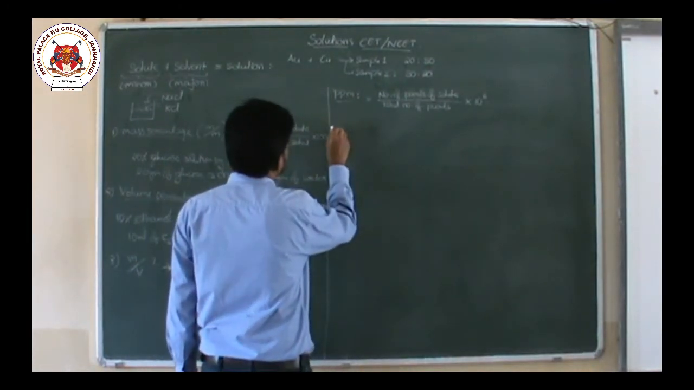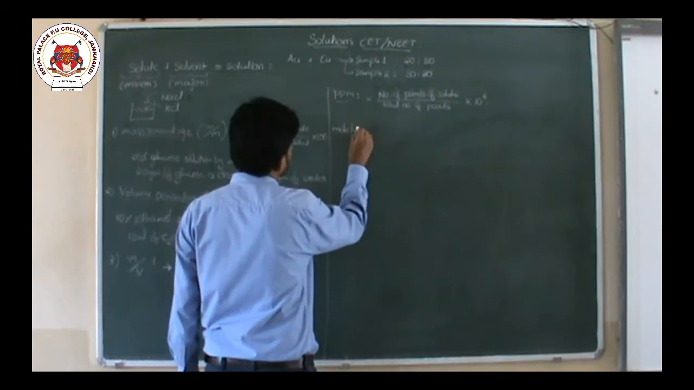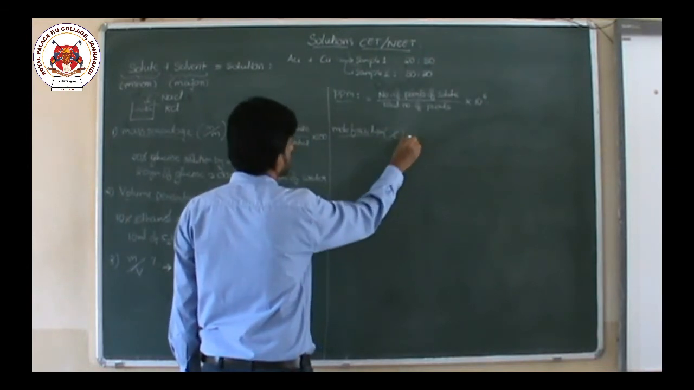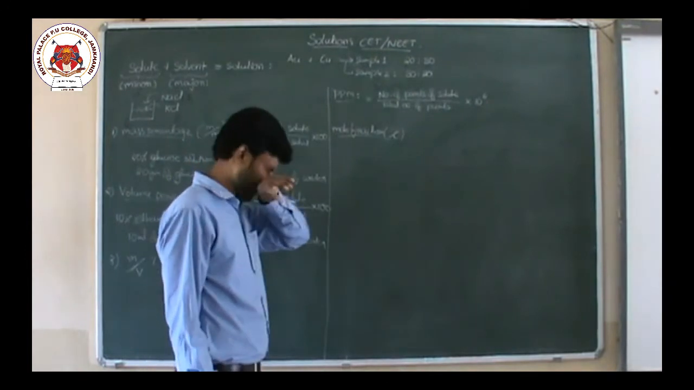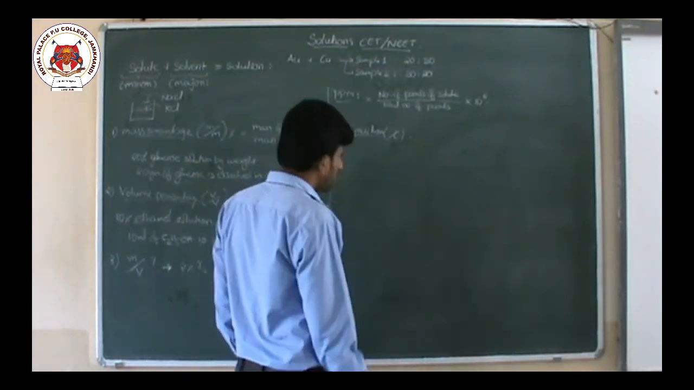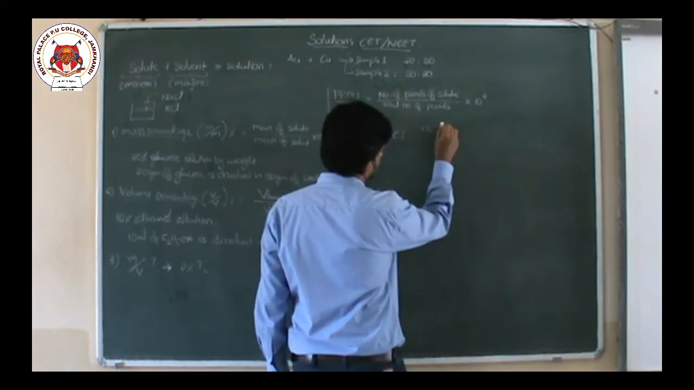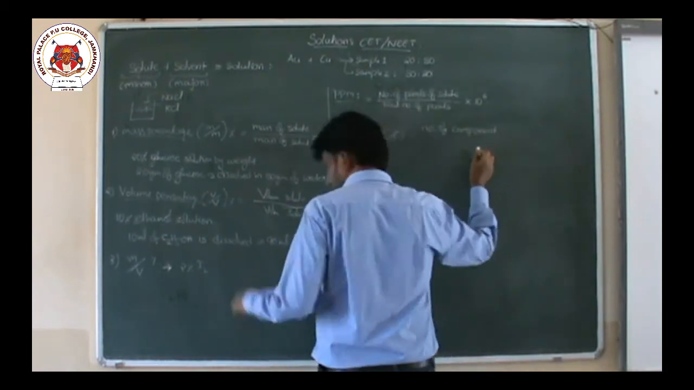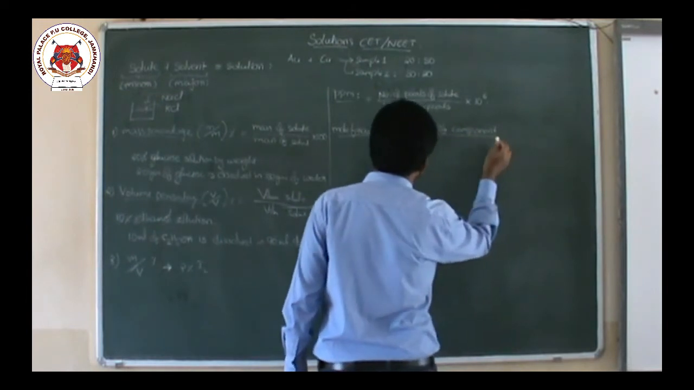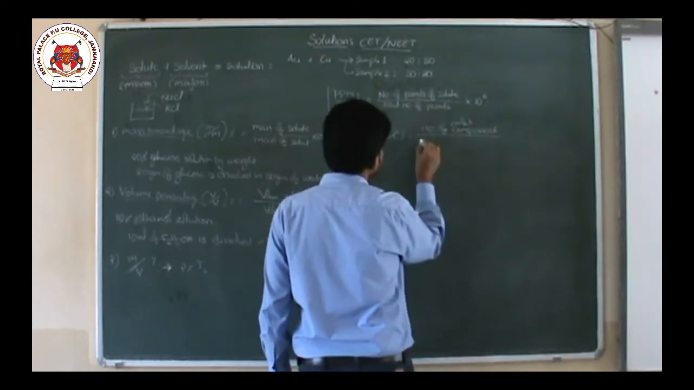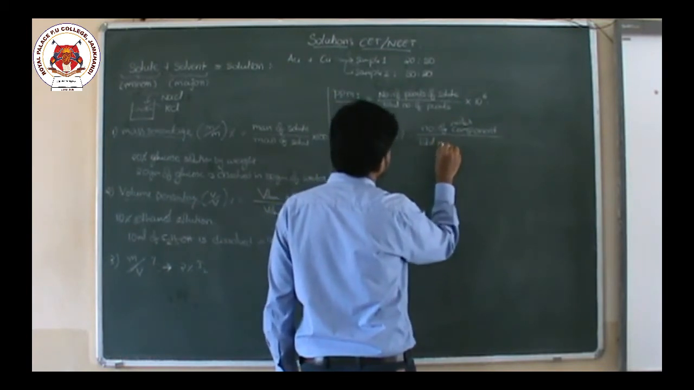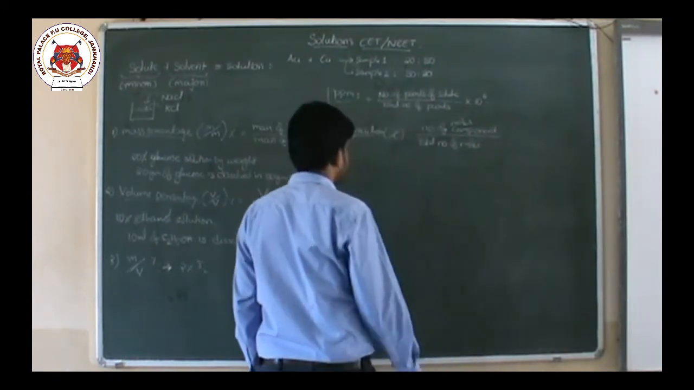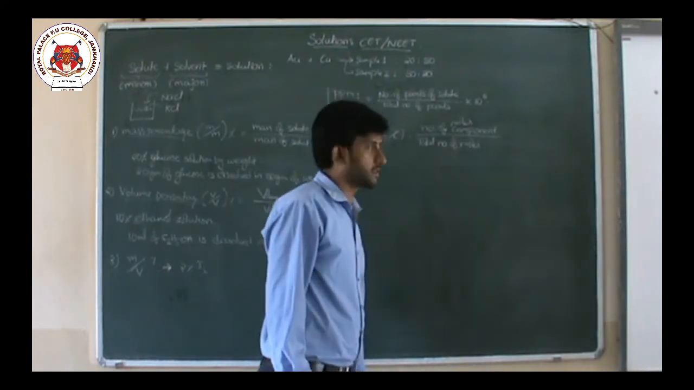Next is mole fraction. It is indicated with this zeta, which looks like X. What is mole fraction? Number of moles of a component by total number of moles is called the mole fraction.